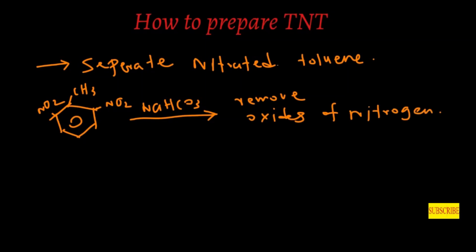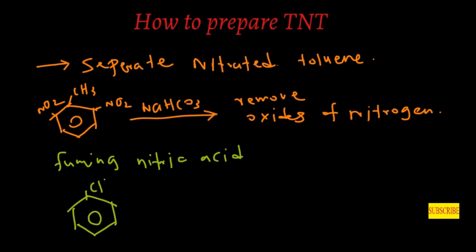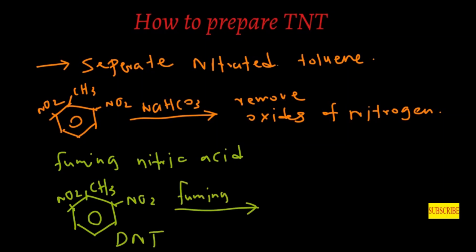Thereafter, having made pure DNT, we need to make TNT using pure DNT. I will show you the reaction of that process. In that stage, we need to react DNT with fuming nitric acid with concentrated H2SO4. I will show you the reaction. DNT is reacted with fuming nitric acid like this in concentrated H2SO4 medium, and this reaction will create TNT.